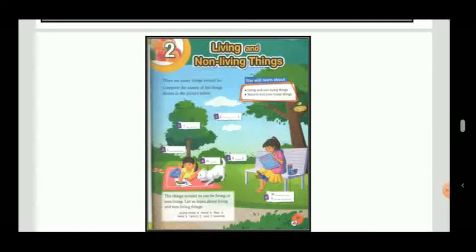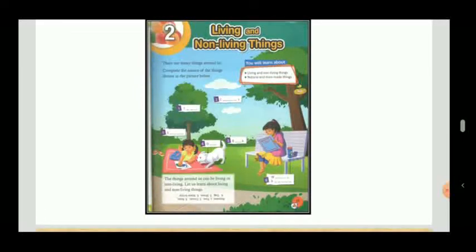There are many things around us. You will learn about living and non-living things. You will learn about natural and man-made things. Here in this picture, you can see the things around us can be living or non-living.